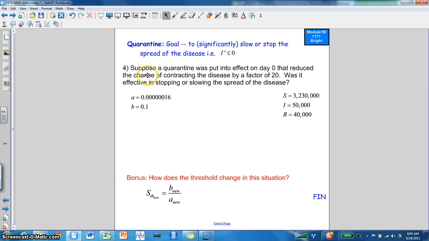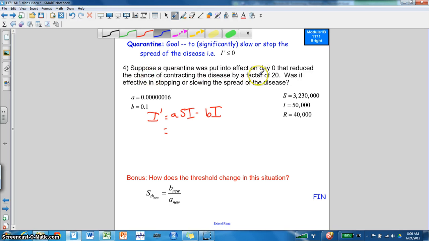Okay, so suppose that the quarantine put into effect on day 0 reduces the chance of contracting the disease by a factor of 20. Okay, so remember, in our scenario, our transmission coefficient is this number. Our recovery coefficient is this number. So what I want to look at here is I prime. Okay, so I prime, remember, this is equal to ASI minus BI.